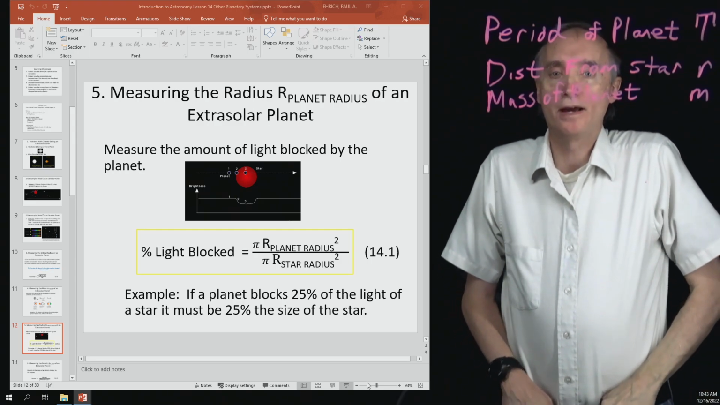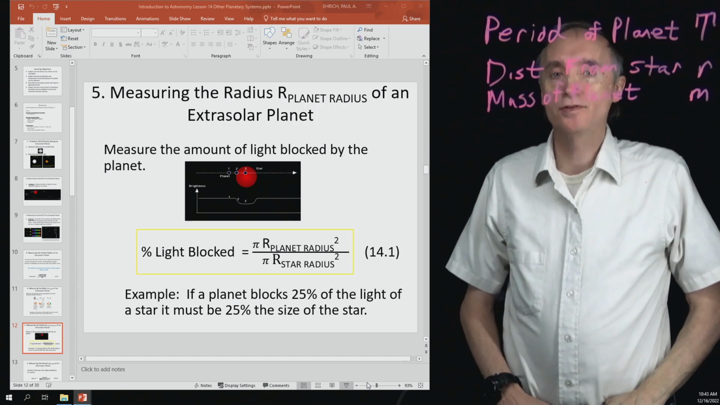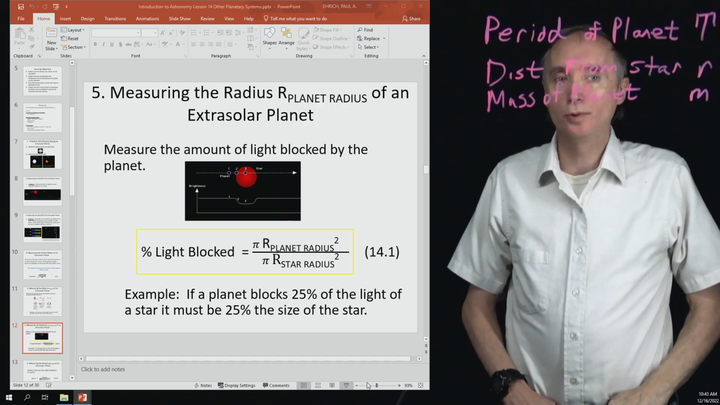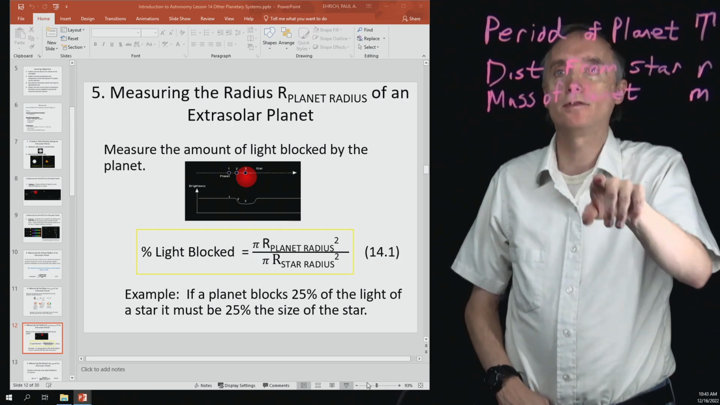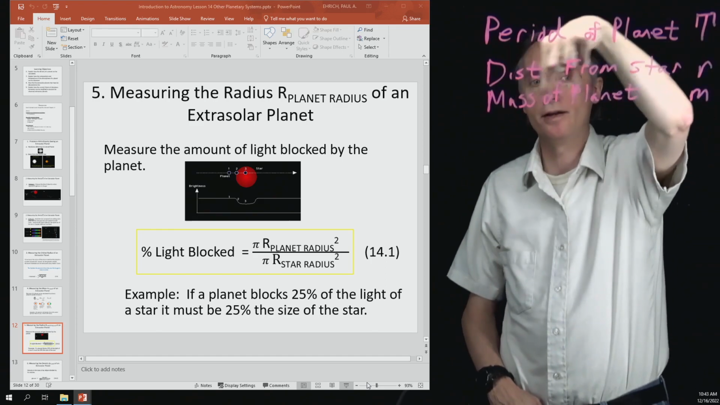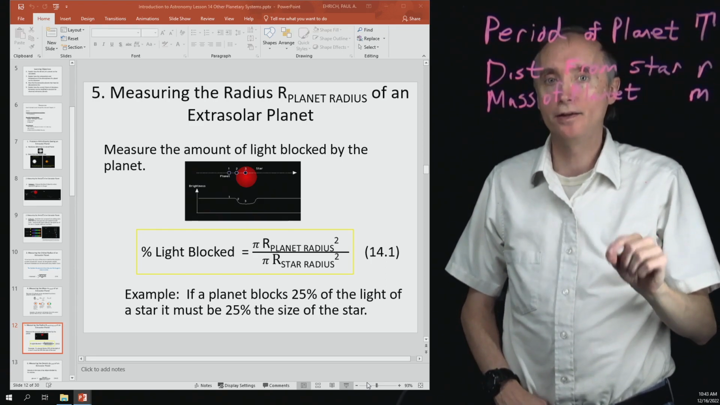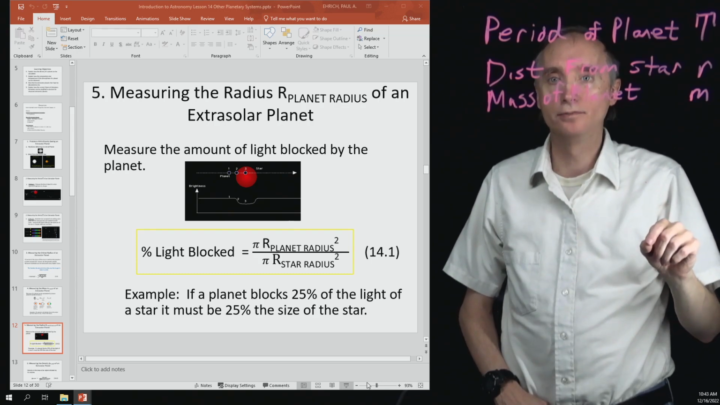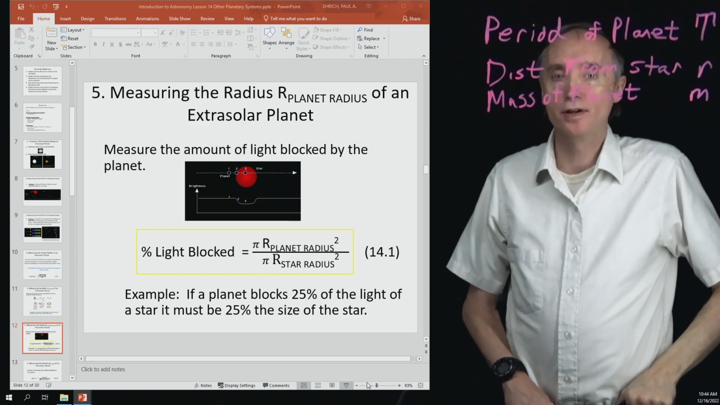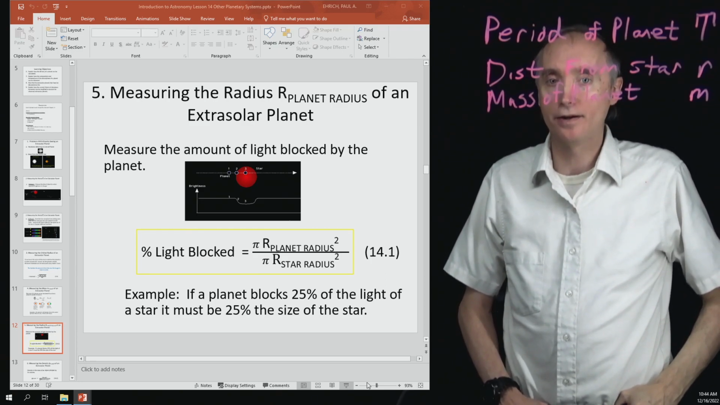Hello and welcome back. So we've been measuring different properties of planets in our galaxy, and so far this is what we learned. So I rewrote some of the stuff. We now know the period of the planet: how long does it take the planet to go around its star? We know the distance that the planet is from its star, and now we know the mass of that planet. So the next thing that we're going to do is measure the radius of that planet.